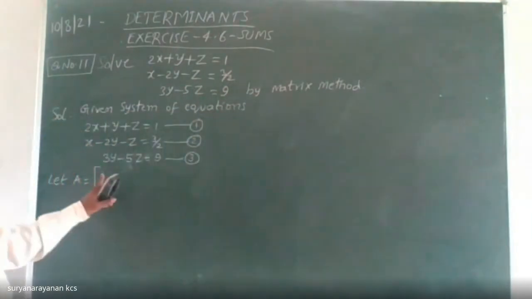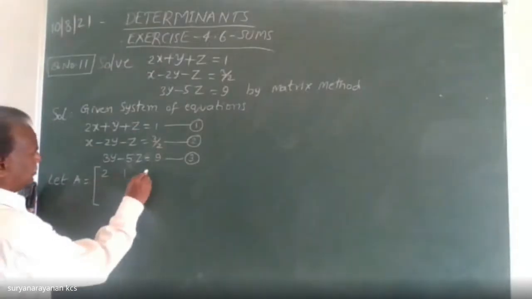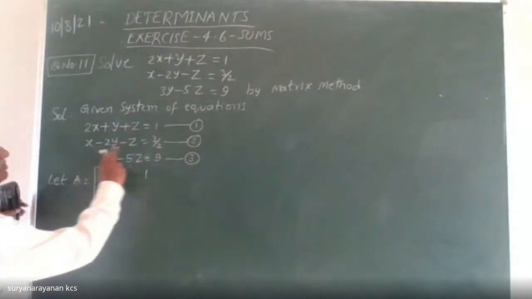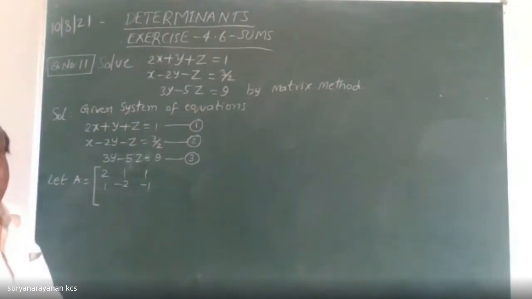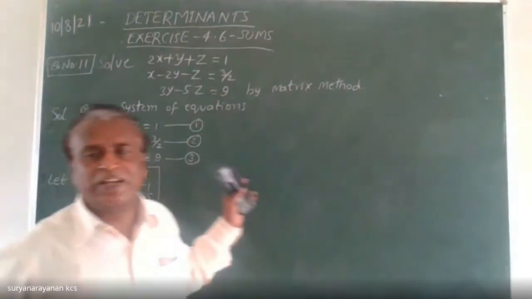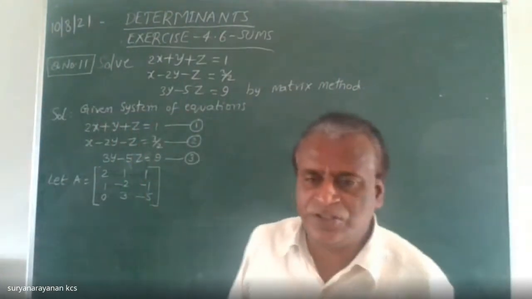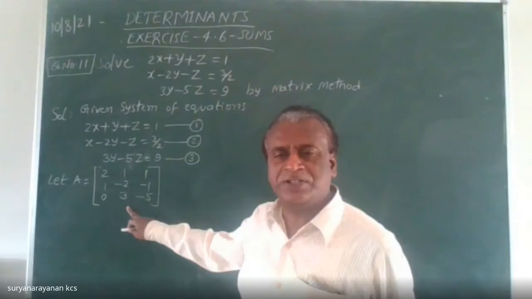Now, can you tell me what is the first row? So 2, 1, 1, sir. 2, 1, 1. Then what are the elements in the second row from the second equation? 1, minus 2 and minus 1, sir. 1, minus 2, minus 1. From the third equation, tell me third row elements. Sir, it's 0, 3 and minus 5. Yes, 0, 3, minus 5. Here x term is not given, so we consider here coefficient of x is 0. Understood this matrix A, my dear children? Yes, understood, sir.